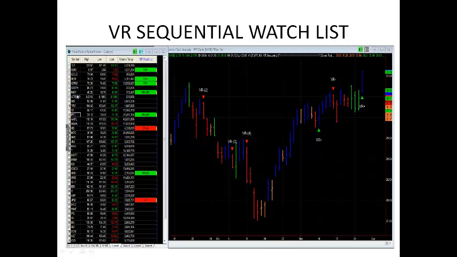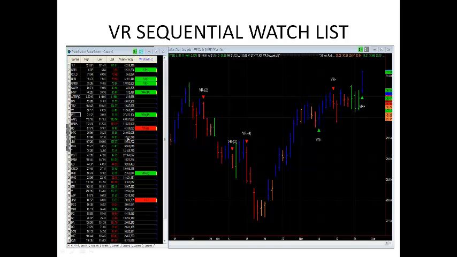So here in this example, we put INSY on the screen, which is Insys Pharmaceutical. And in this example, a VR was formed in the current bar, in the current day. I suggest you get live data so that you see it as it's occurring during the session. You can take advantage of it.